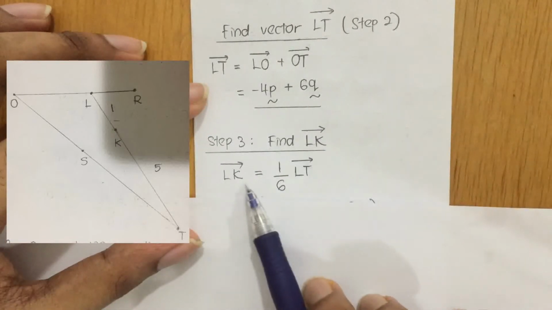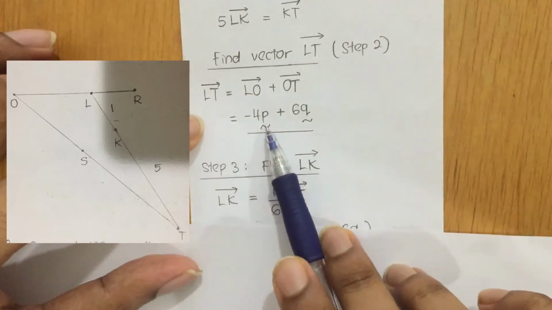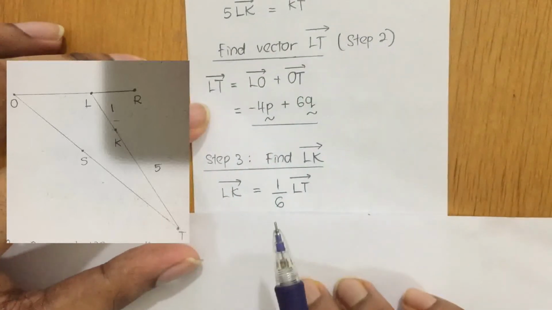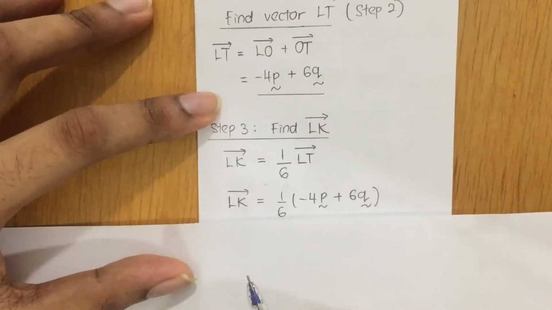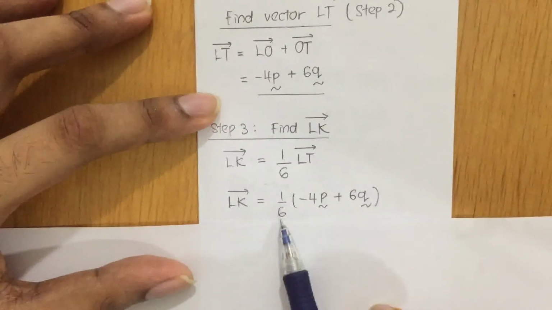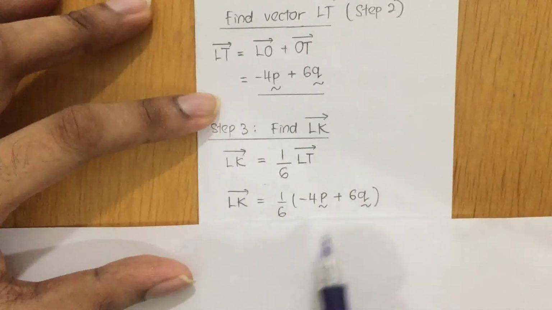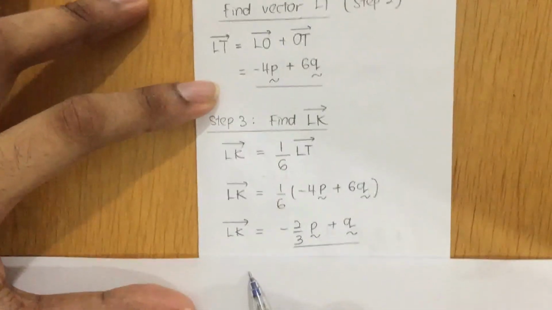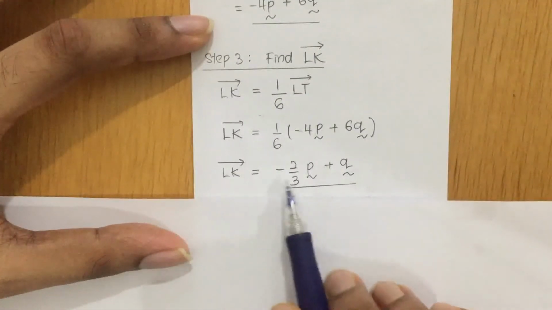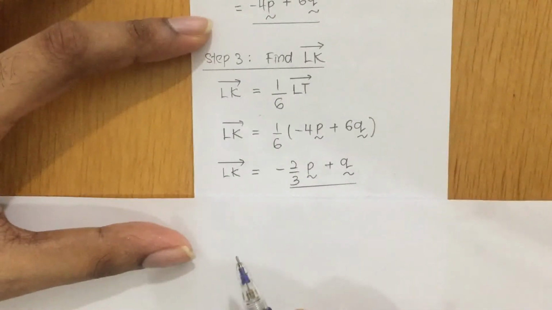Since your LK is equals to 1/6 of the LT, and LT we have already found here is negative 4p plus 6q, from here you substitute: vector LK is equals to 1/6 times negative 4p plus 6q. So it times in. From here, you should get your vector LK is equals to negative 2/3p plus q. This is your step 3.